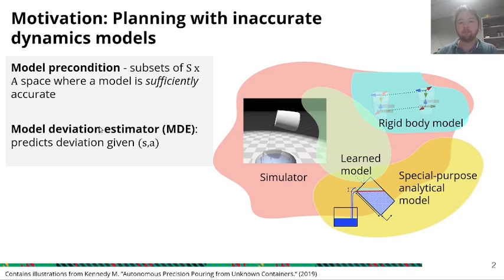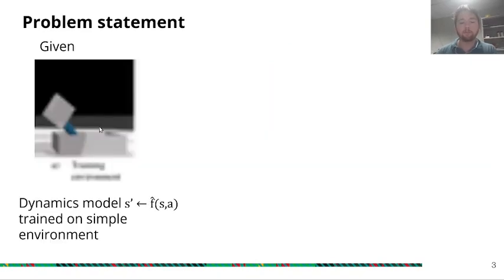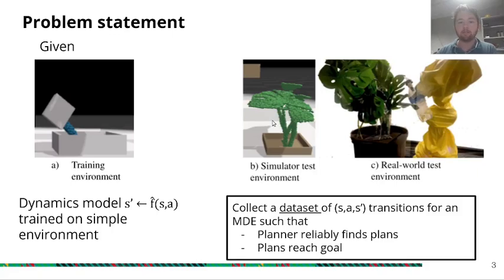MDEs can improve the reliability of plans, but require empirical data, which can be expensive and slow, especially when manipulating fluids. Thus, we want to collect data as efficiently as possible. Given a dynamics model trained on a simple environment with no plant, our goal is to efficiently collect a dataset of transitions to learn a model precondition for that model in a test environment with a plant. At test time, the dataset defines an MDE and model precondition that the planner can use to ideally reliably find plans to the goal and execute those plans successfully.